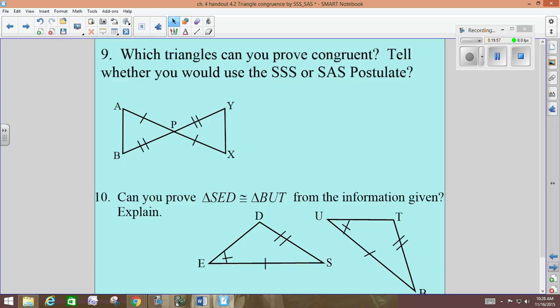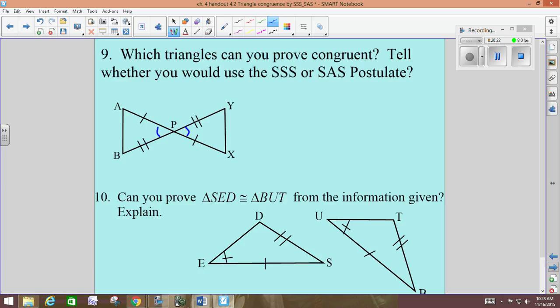Can we use side, side, side? AB is not congruent to YX. Okay. Could I use side, angle, side? Why? Vertical angles, good. When you mark those vertical angles, then you can see that it's side, angle, side. It's the angle that's between the two sides.